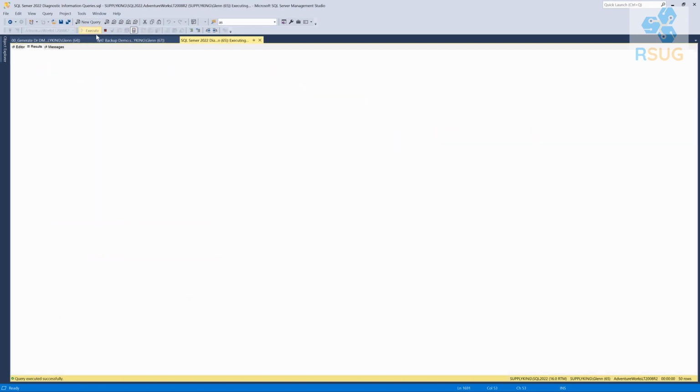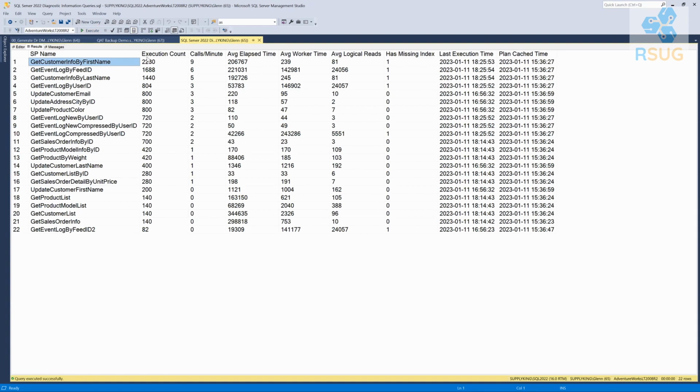So anyways, this shows you which stored procedures are called the most often and how often they're called, and then some metrics about them: elapsed time, worker time, logical reads, missing index. That's gold. That's an easy fix many times. So now I know that these ones are something I need to look at. And usually you just want to look at the top 3 or top 5. Don't worry about number 22 that much.